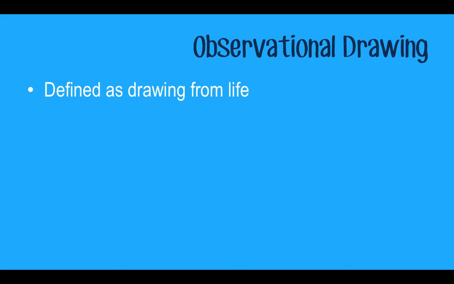Observational drawing is defined as drawing from life, meaning you're actually looking at the object. You have to physically look at the object in order to draw it, and it's not one of those look once, draw types of deals. It's the look, draw, look, draw, look, draw. And it's not drawing from memory. You don't get to look at something once and then draw it and call it observational drawing. That's a memory drawing.